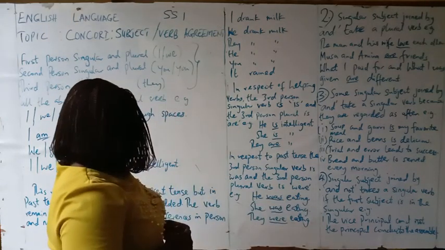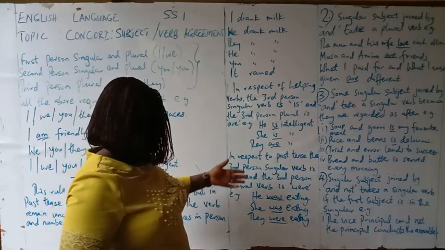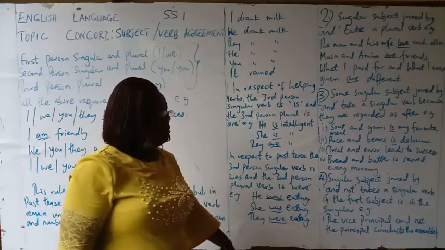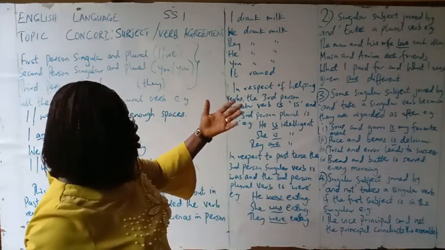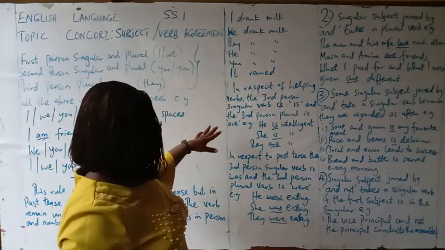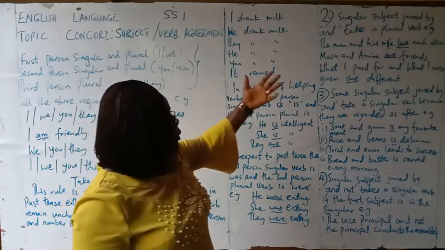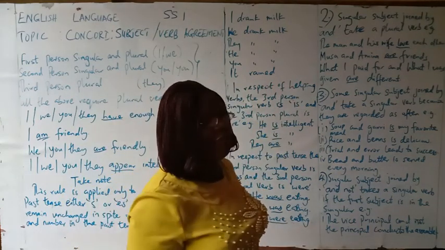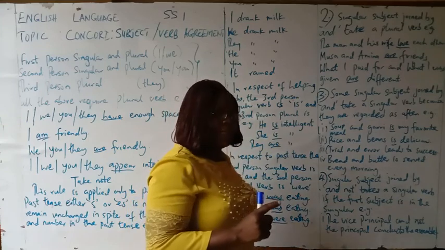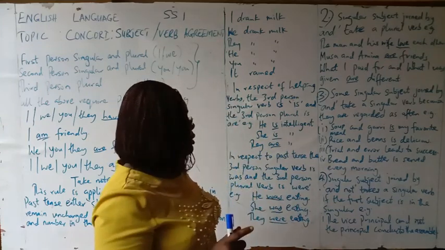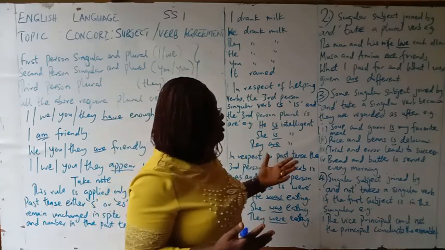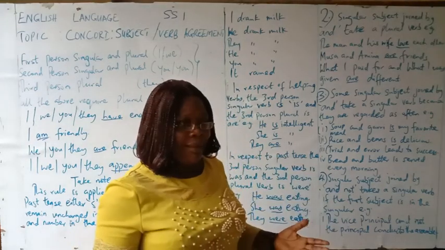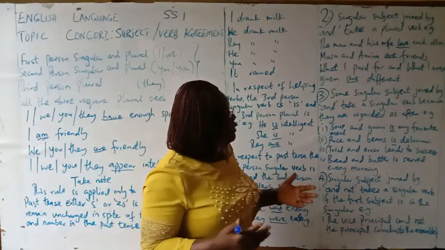So, you discover that when it's singular, it takes "was". When it's plural, it takes "were". So let's see the second point. All these are what we are talking about in the first point. The second point: singular subjects joined by "and" take a plural verb. The man and his wife love each other, not loves. If it's "loves", that means singular. The man and his wife love each other.